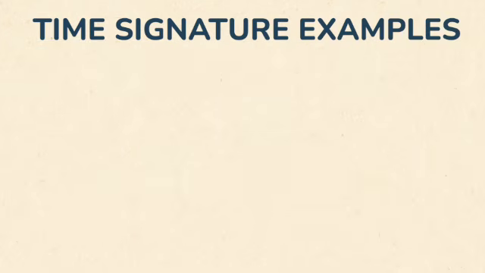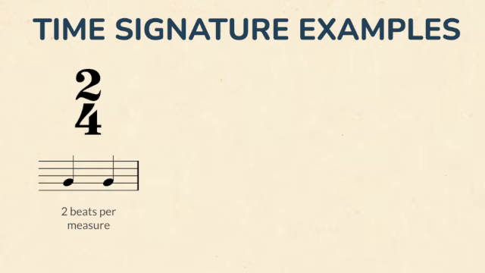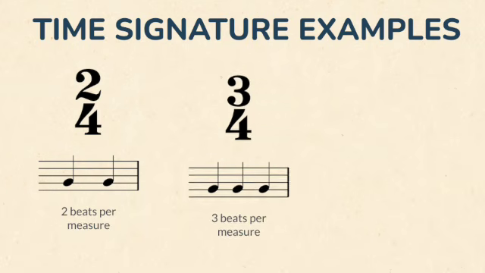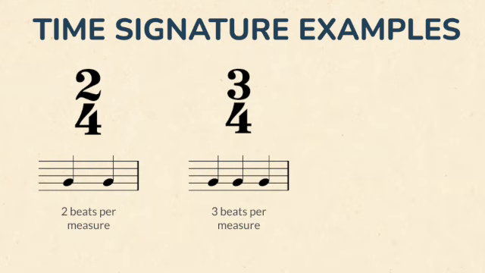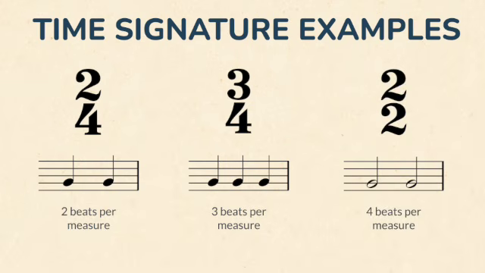Here are some examples of time signatures. In the first one, there are 2 quarter notes in each measure, so that's 2 beats. In the second one, 3/4, there are 3 quarter notes in each measure, 3 beats. In the third one, 2/2, there are 2 half notes in each measure. Since each half note is worth 2 beats, that makes 4 beats in each measure.